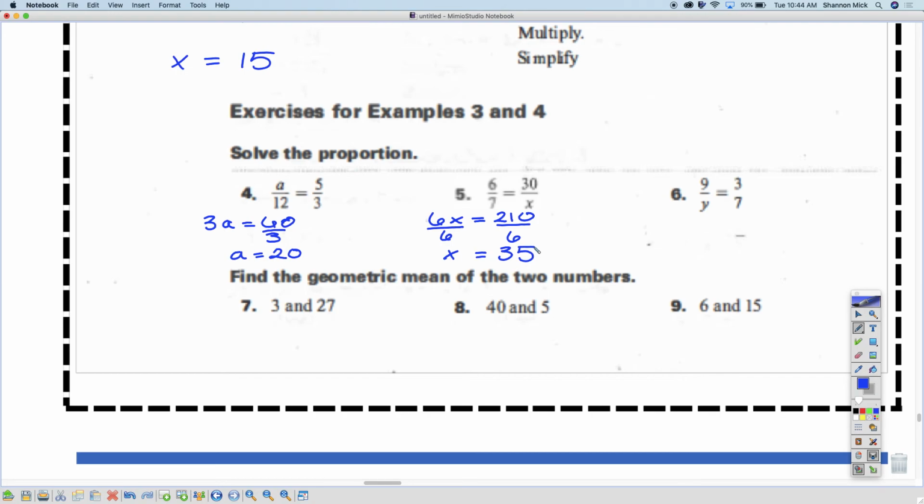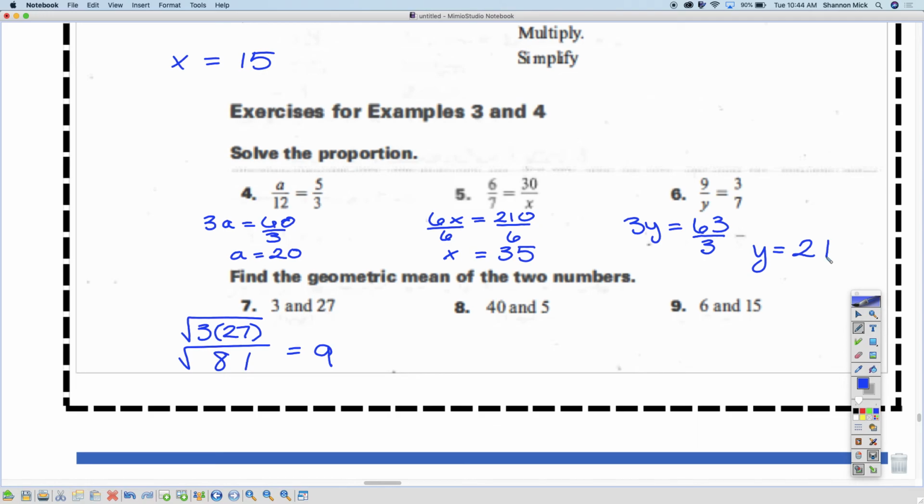Anybody else want me to walk you through one? How did we do on 4 through 6? Good. Sound good? Okay, so now you're gonna find your geometric mean.